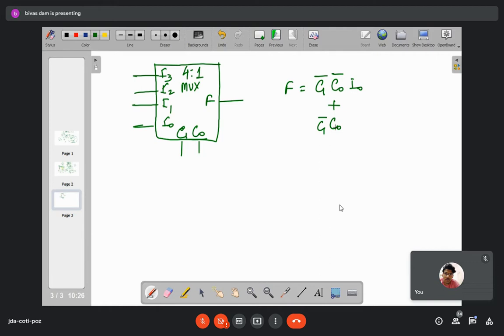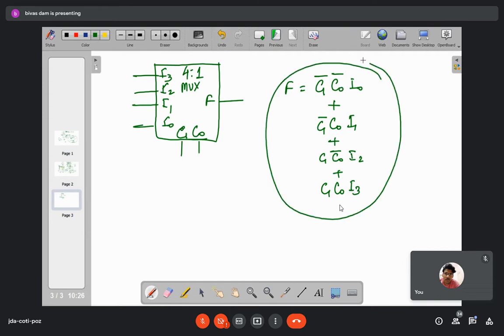Under that condition, what should get connected to the output F? Nothing but I1. Then the control pattern may be 1, 0. That means C1, C0 bar. So then I2 will get connected, and when C1, C0 both are 1, I3 will be the output. So that's the expression for this multiplexer.